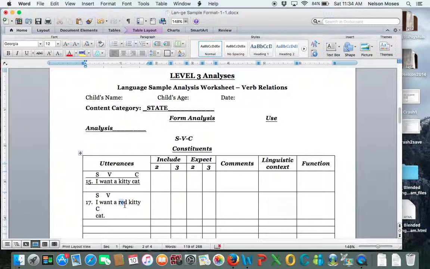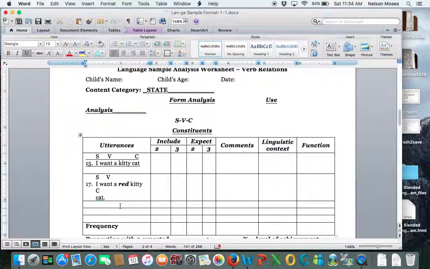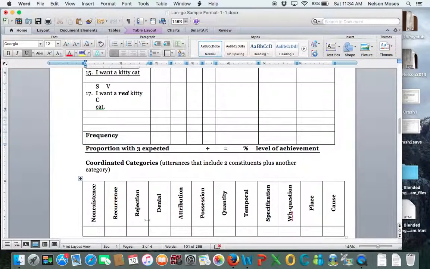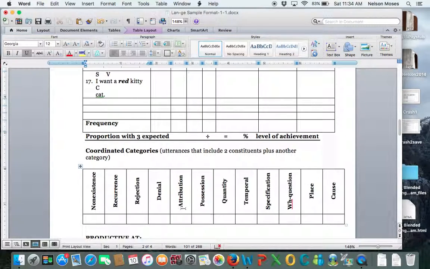But there's an extra word here. Red. See that? Red. I'll italicize it and even bold it. What is that extra word in terms of content? It's outside of the SVC, therefore it is a non-verb relation. That word will represent a non-verb relation content category, a coordinated category. So we go to the bottom here and we see red is attribution. See, attribution is here. That's already there for us. So we simply put in the number of the sentence, 17. That's really all you have to do. Put in the number of the sentence.